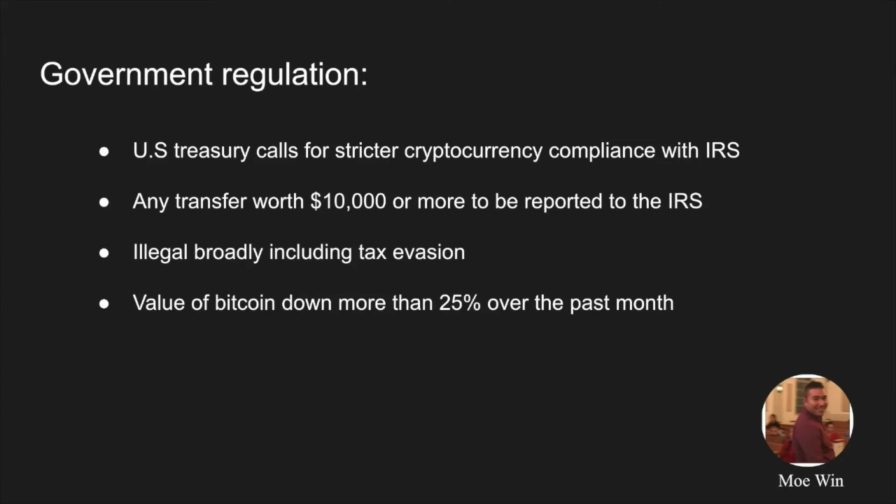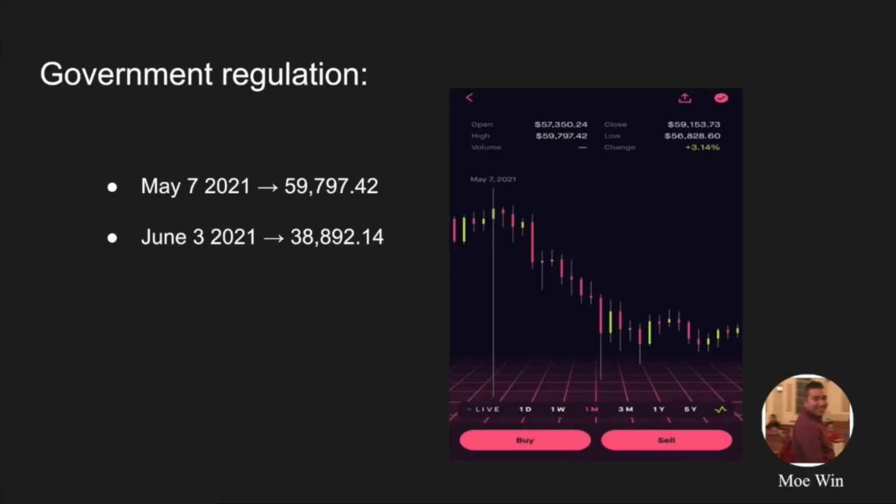The US Treasury says cryptocurrency is used broadly for illegal activity, including tax evasion. It was on May 7. It directly affected the cryptocurrency. And from May 7 to the present, in less than a month, Bitcoin has gone down more than 25%. Here is the proof. On May 7, 2021, Bitcoin was priced at over $59,000. And when I last checked, it had gone down to just over $38,000.